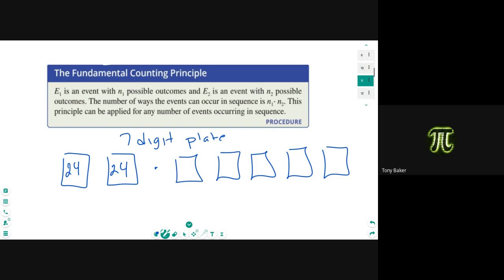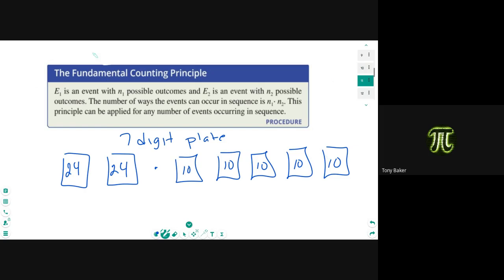The last 5 digits are all numbers. How many numbers can there be? How many digits can there be in that first spot? How many different numbers? 10, 0 through 9. So there's 10 numbers that can go there, 10 numbers that can go there, 10, 10, and 10 numbers that can go there.